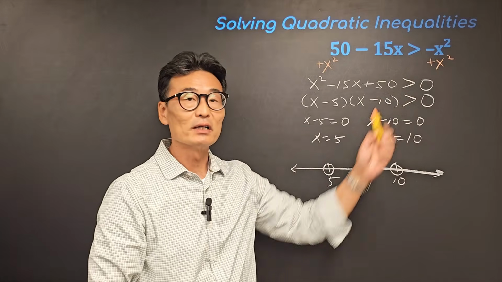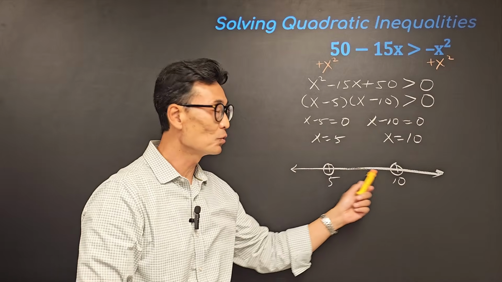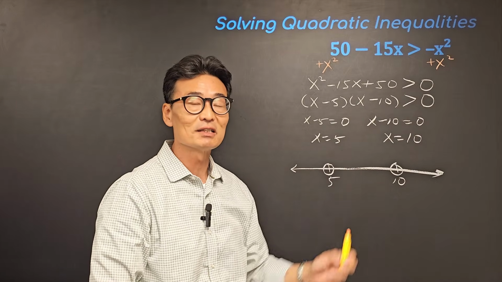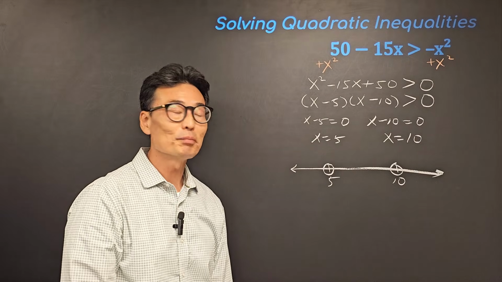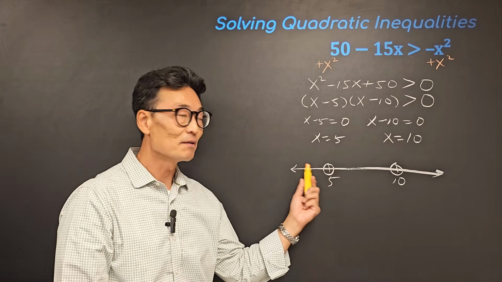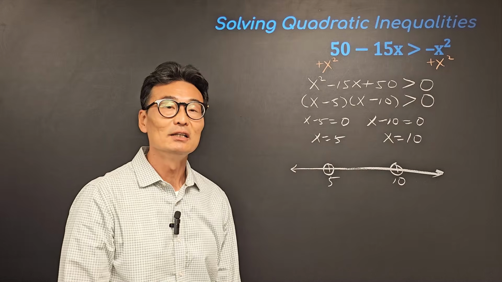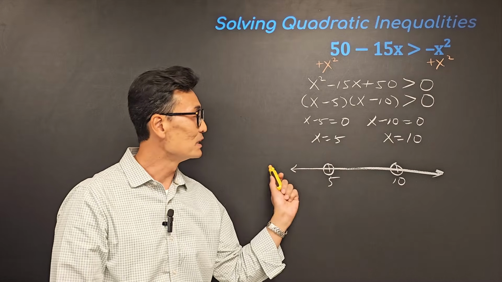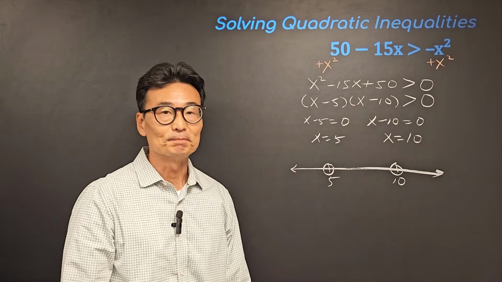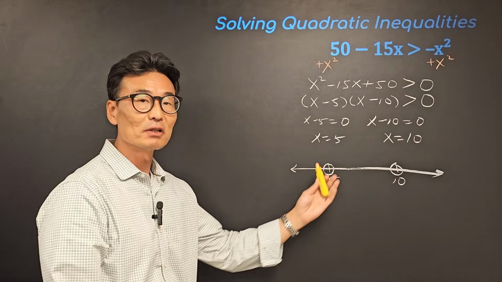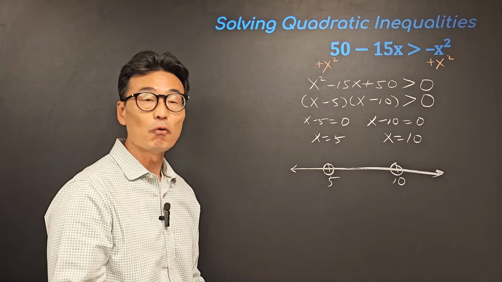because it's greater than 0. If it was greater than or equal to 0, once again, would have been closed circle. However, for this example, it's going to be open circle. Next, I'm going to pick some numbers on the left side of the 5, between the 5 and the 10, and the right side of the 10 to see which portions would actually be greater than 0. So let's start by picking a number on the left side of the 5, and we could pick 4.